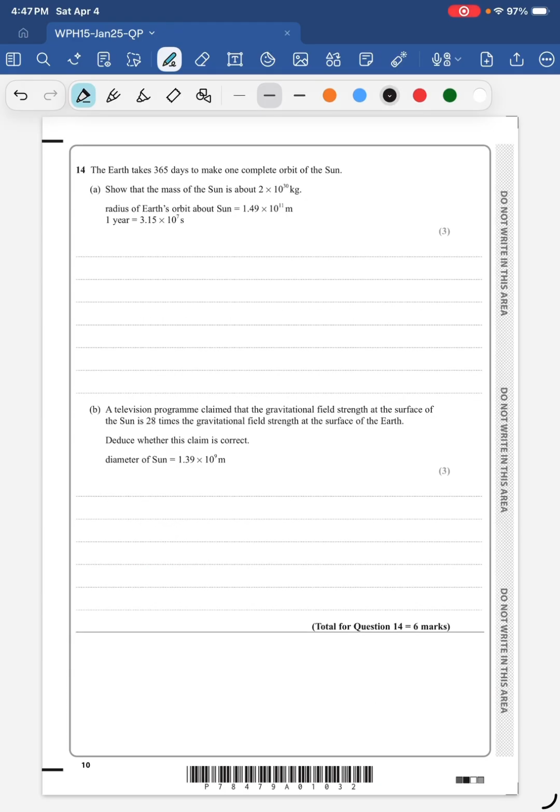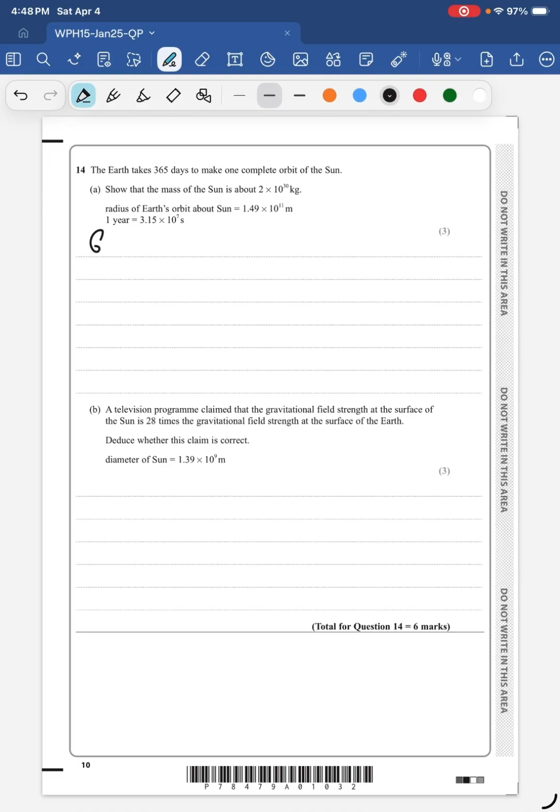Okay, question 14. The Earth takes 365 days to make one complete orbit of the Sun. Show that the mass of the Sun is about 2 times 10 to the 30 kilograms. They give you the radius of the Earth's orbit about the Sun, and they give you 1 year in seconds. So how are you going to think about this? In this kind of problem, you usually have to write down that the gravitational force is what provides the centripetal force needed for the system to stay in orbit, right?